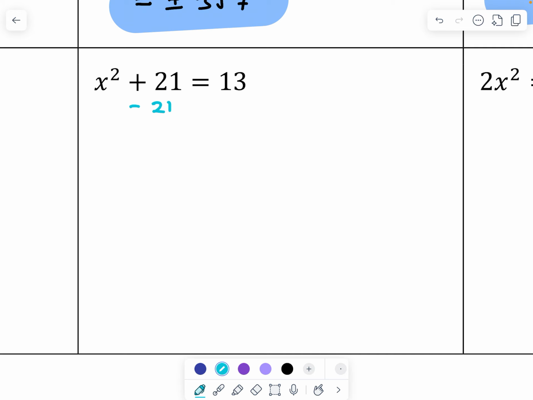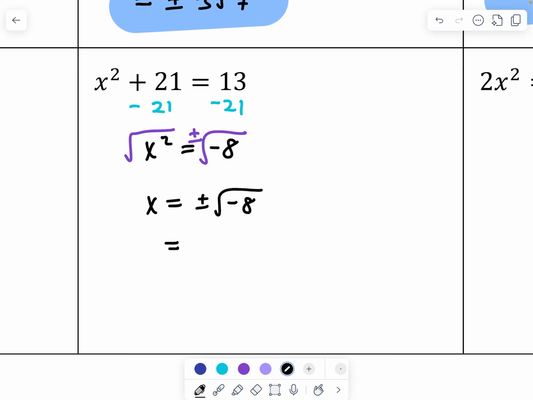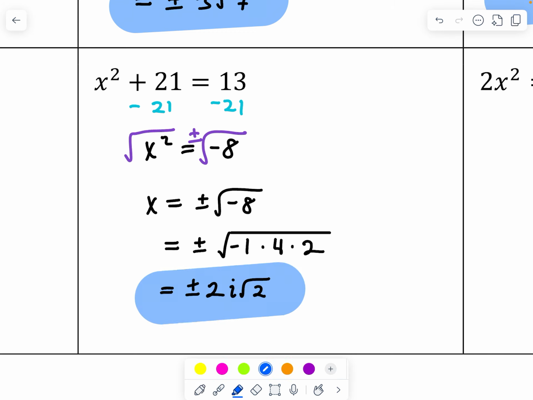First step is to subtract 21 from both sides. 13 minus 21 is negative 8. To get rid of the square, we square root, plus or minus, per the square root property. So x equals plus or minus root negative 8. 8 is not a perfect square number. However, 4 is, and 4 goes into 8 2 times. So we break apart the 8 into its negative part, its perfect square part, and then whatever's left over. Root 4 is 2, root negative 1 is i, root 2 is root 2. That would be the answer.